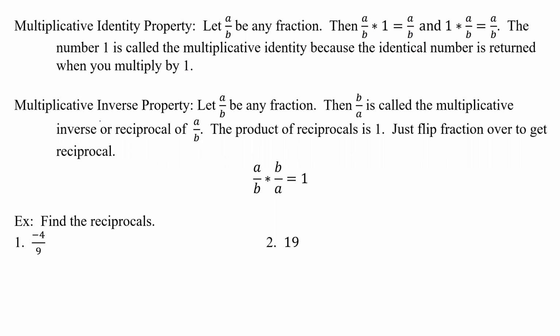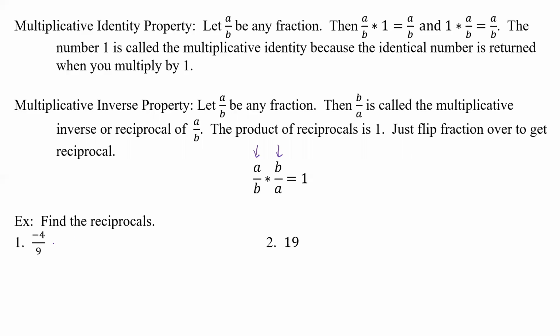Now we have the multiplicative inverse property. If we let a over b be any fraction, then the reciprocal, b over a, is called the multiplicative inverse or reciprocal of a over b. Now the product of the two reciprocals, a over b times b over a, is going to give us 1. And so we're just going to flip the fraction over to get the reciprocal. So we start with a over b, take the reciprocal, which is b over a. When we multiply that, that gives us 1. So we're just flipping our numerator and our denominator.